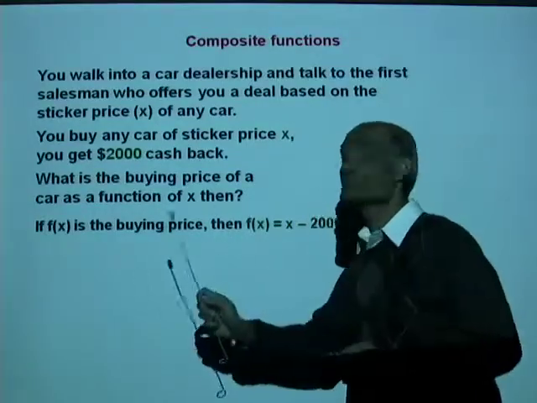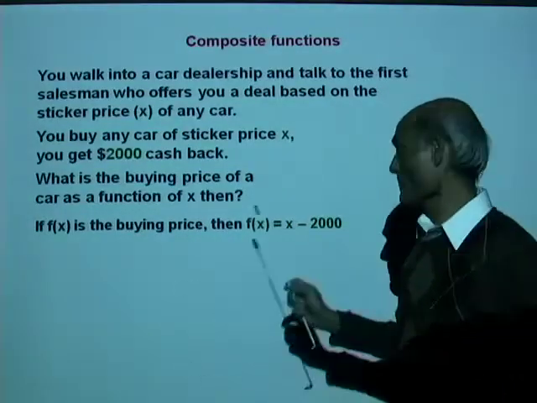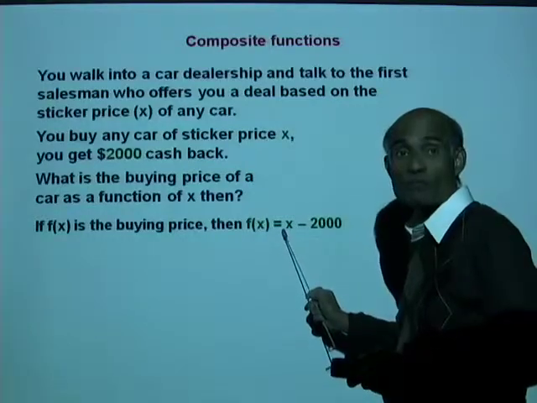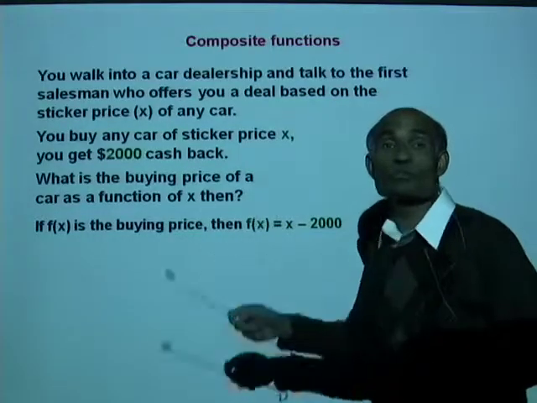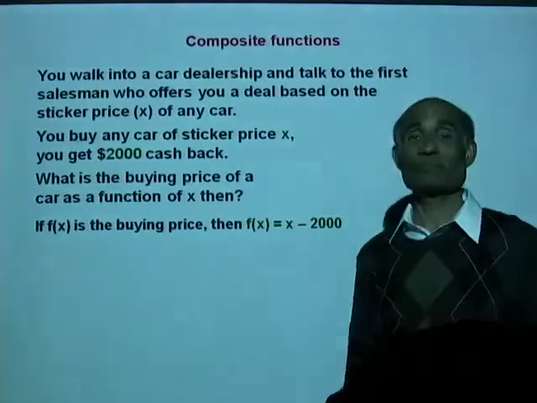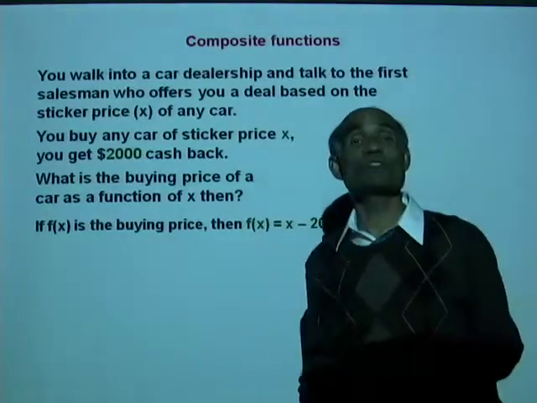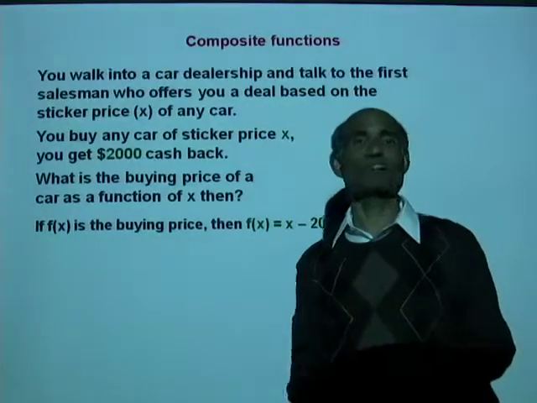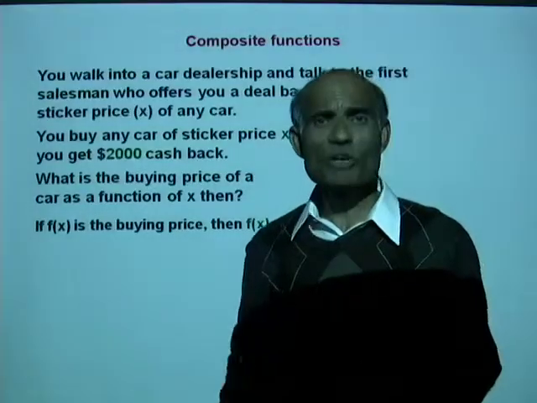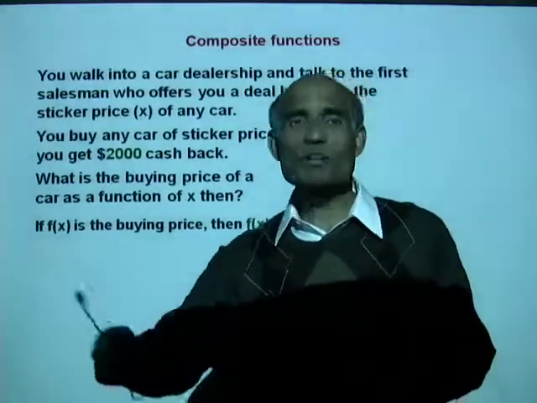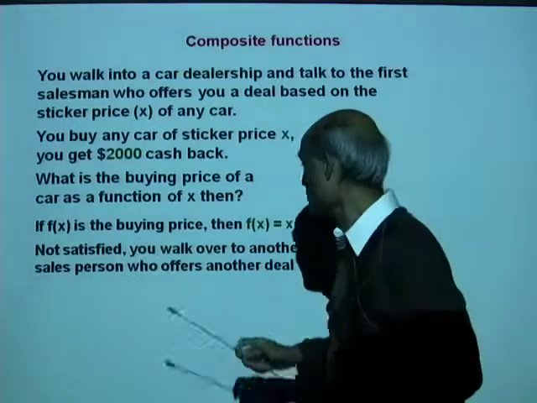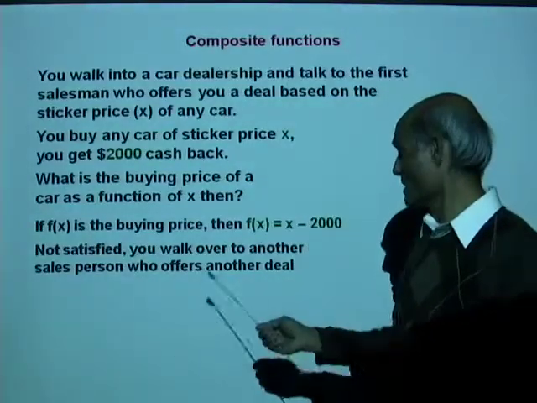This is what the first salesperson is offering you. You go, you pick any car of sticker price X, you get $2,000 cash back. So that's the function offered by the first person. Are you satisfied? No, you can get a better deal. So you go to another person. Not satisfied, you walk over to another salesperson.